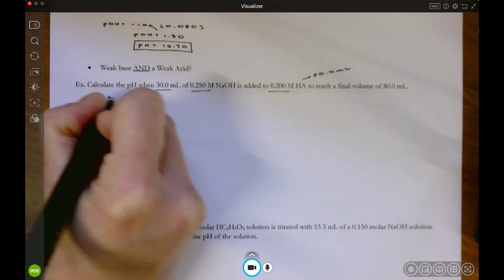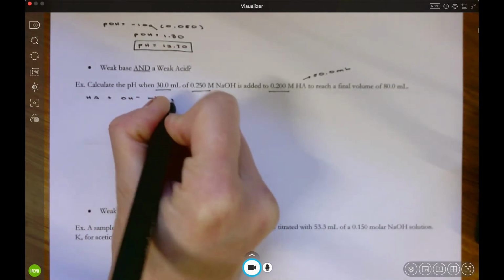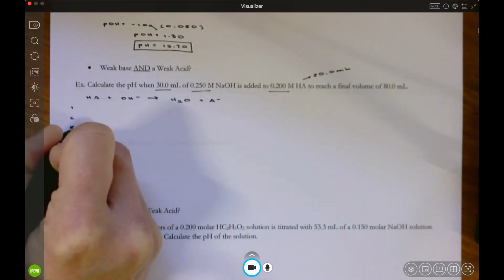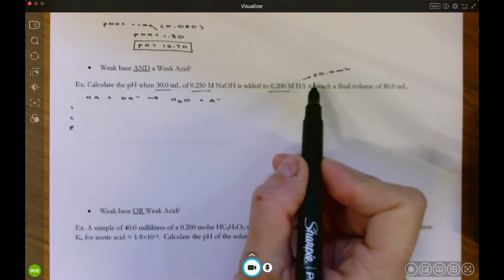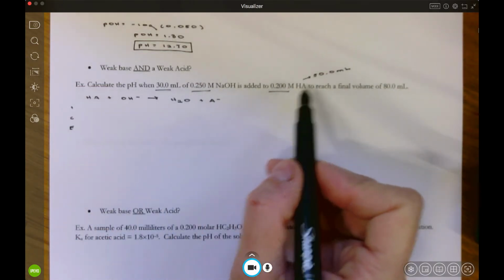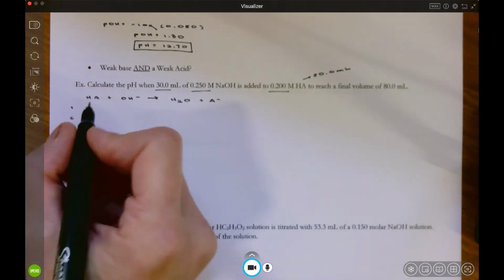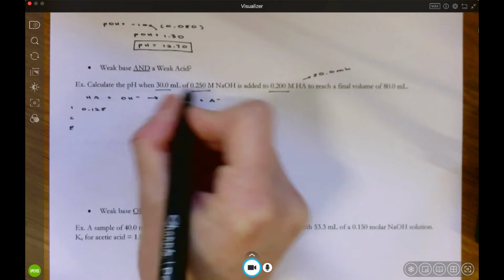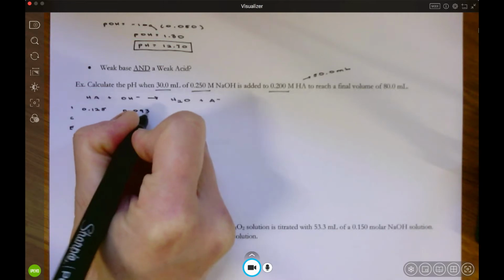So my weak acid will react with my strong base, and it will form, single arrow because it's going to react completely, water and A minus. So for this one, the concentration of HA, don't put 0.20. I know you might be tempted, but keep in mind I'm adding two different solutions together, so I've got to find the new concentration. So it'll be 0.2 times 50 divided by the total volume, which would be 80 in that case. And so what I got for this was 0.125. When I did that for hydroxide, 0.25 times 30 divided by 80, I got 0.09375.